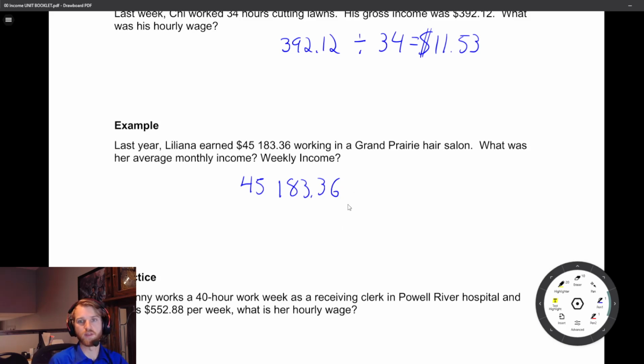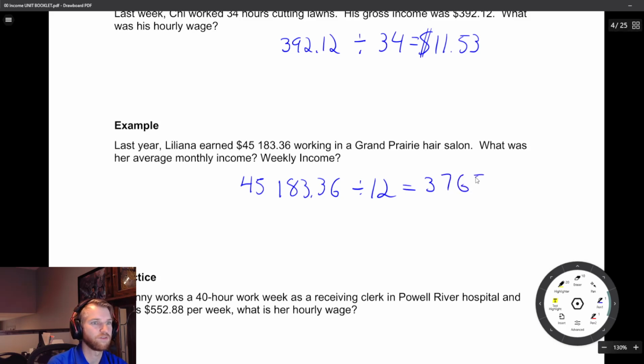So we're going to divide it then by the number of months in a year. Okay, so we'll divide this by 12 to find out how much she made per month. And that would end up being $3,765.28. Okay, so she made a little less than $4,000 every month.